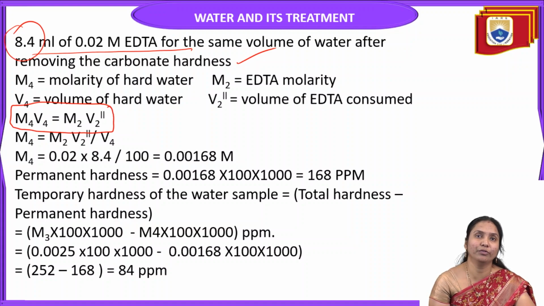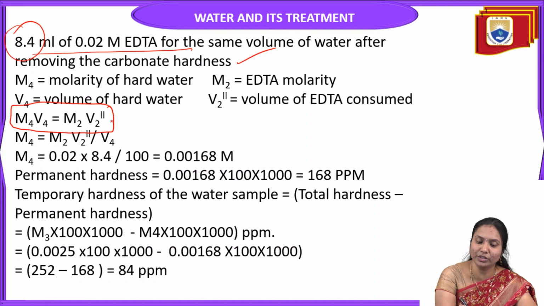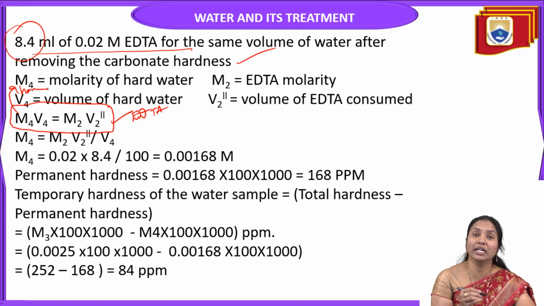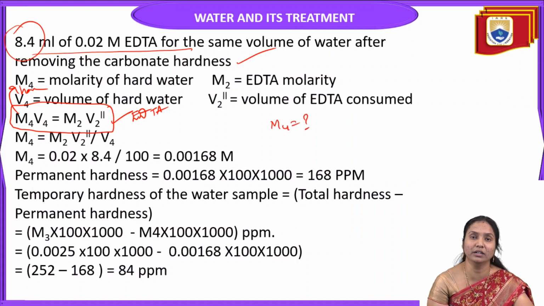So M4 V4 equals M2 V2. M2 V2 is related to EDTA and M4 V4 is related to hard water. So M4 equals the molarity of hard water. Here we have to find out M4. We don't know that value, so M4 equals question mark.